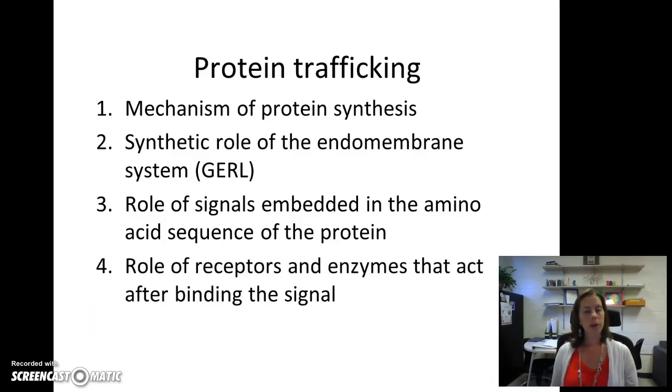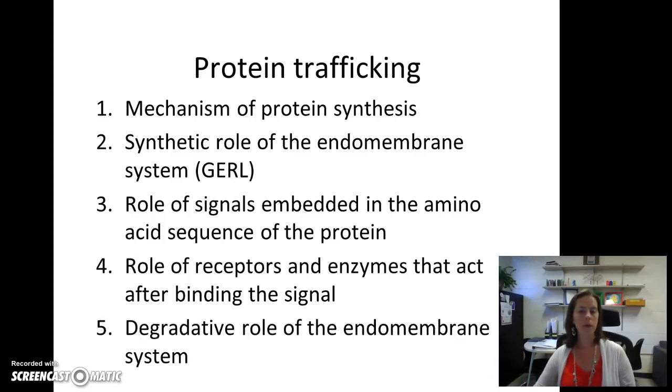And we're going to start talking more about the roles of receptors and enzymes that act after signals are bound in this system. So, for example, at the side of the Golgi where secreted proteins are, there are specific receptors there that help sort the proteins and then help make the vesicles that will then go on to be secreted or head to the lysosome.